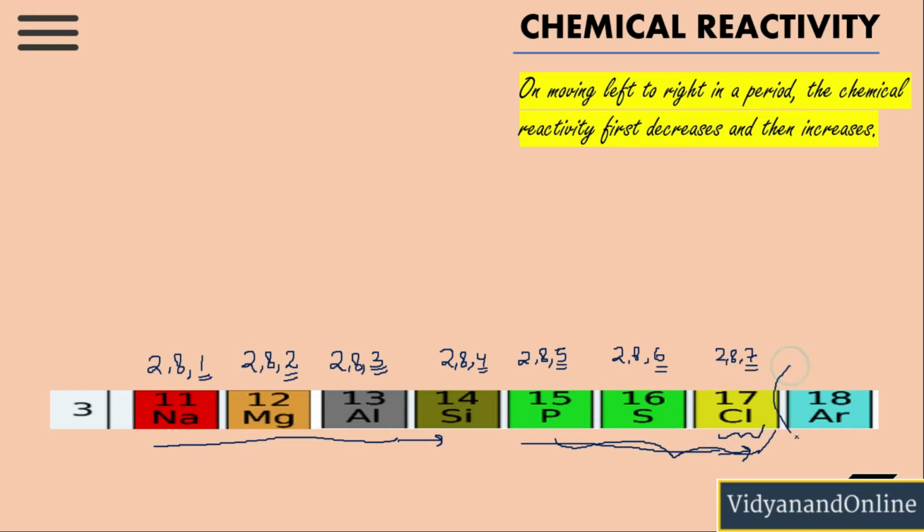Talking about argon, since it is a noble gas, it is inert and chemically very unreactive. That is why we do not consider noble gases while explaining the trends in periods. Now let us move into the next property.